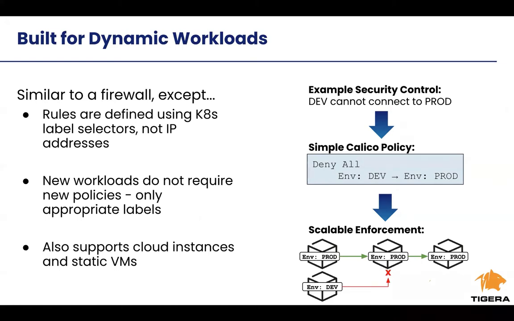You can see over on the right an example security control that we see from time to time. We'll see that organizations will want to segment their release process. They want to have policies that separate dev from QA, QA from prod, dev from prod. And you can see here that we've got a sample Calico policy that is implementing that segmentation.